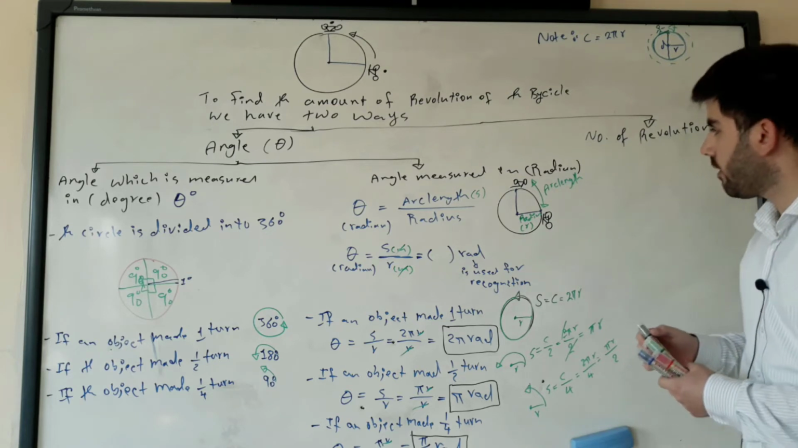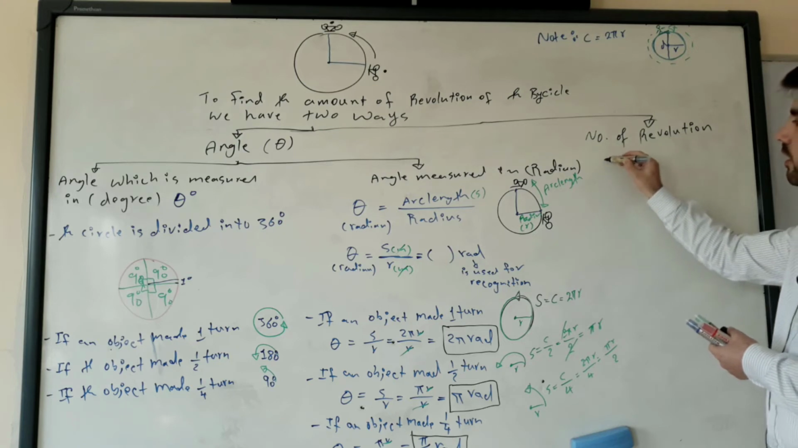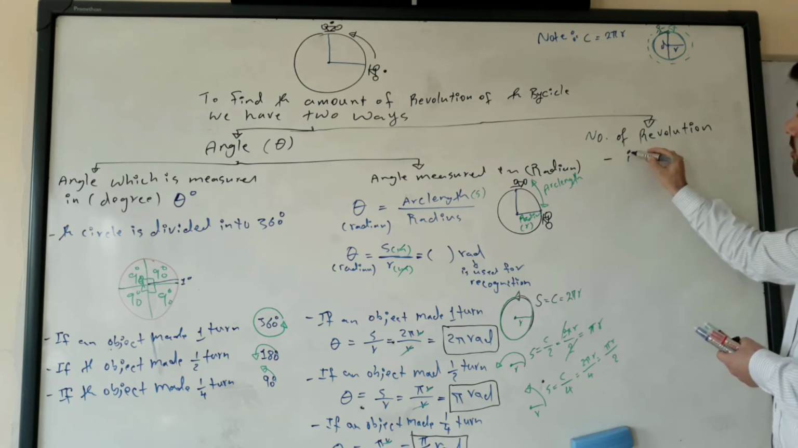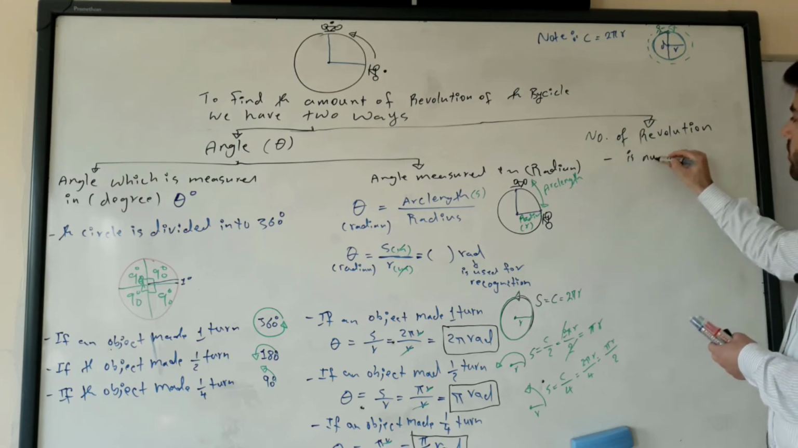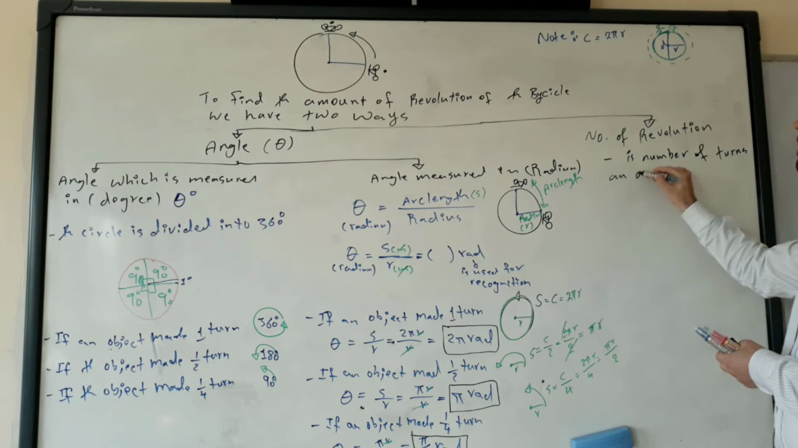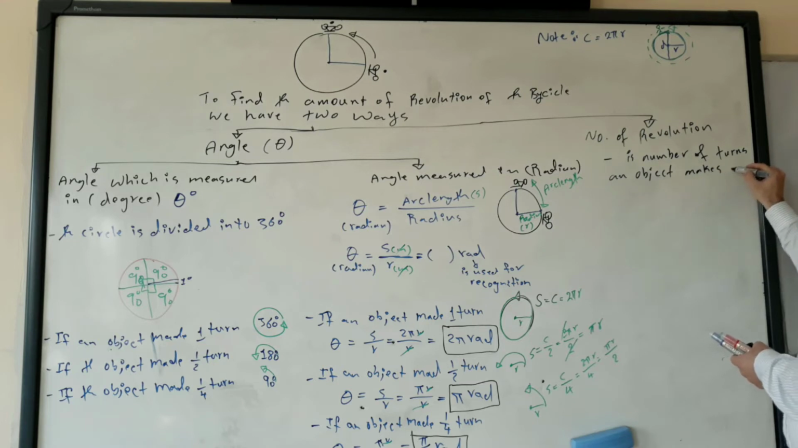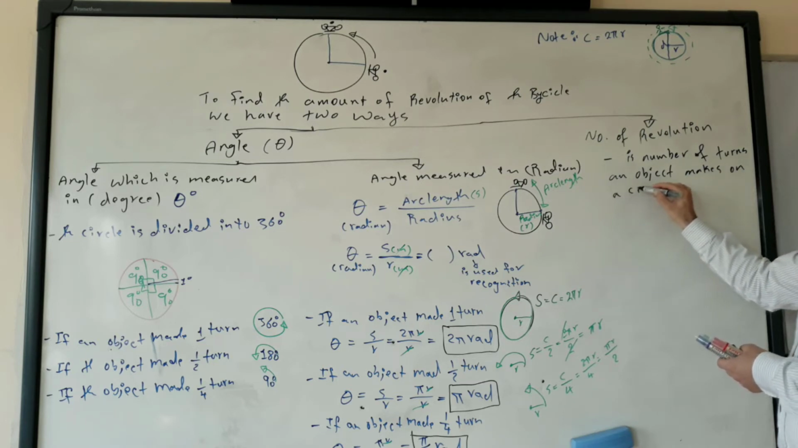Okay, the other way that we can use is the number of revolutions. This one, guys, is simply the number of turns an object makes on a circular path.